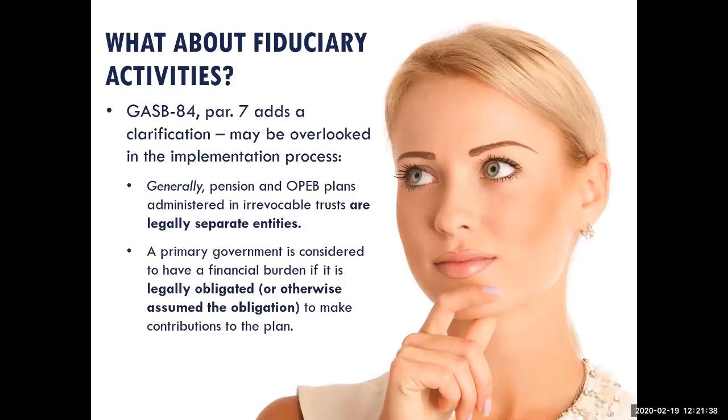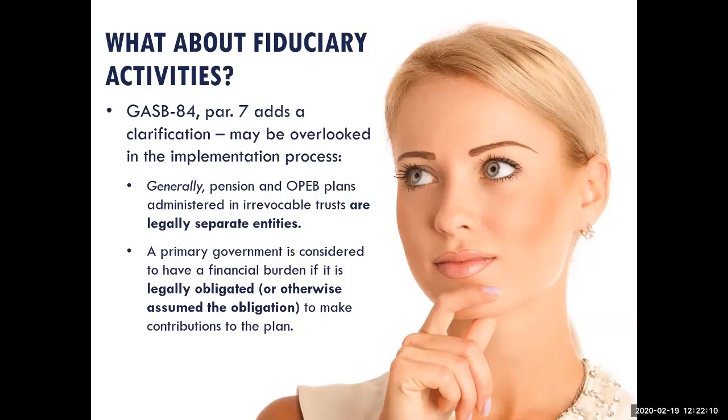I mentioned a few times GASB 84 in fiduciary component units. It may be the most overlooked provision of GASB 84. And guess what, folks? Breaking news, it may change again. As the provisions stand now, generally, pensions and OPEB plans held in trusts are legally separate. A government may be financially accountable to these plans if they make employer contributions to the plan.